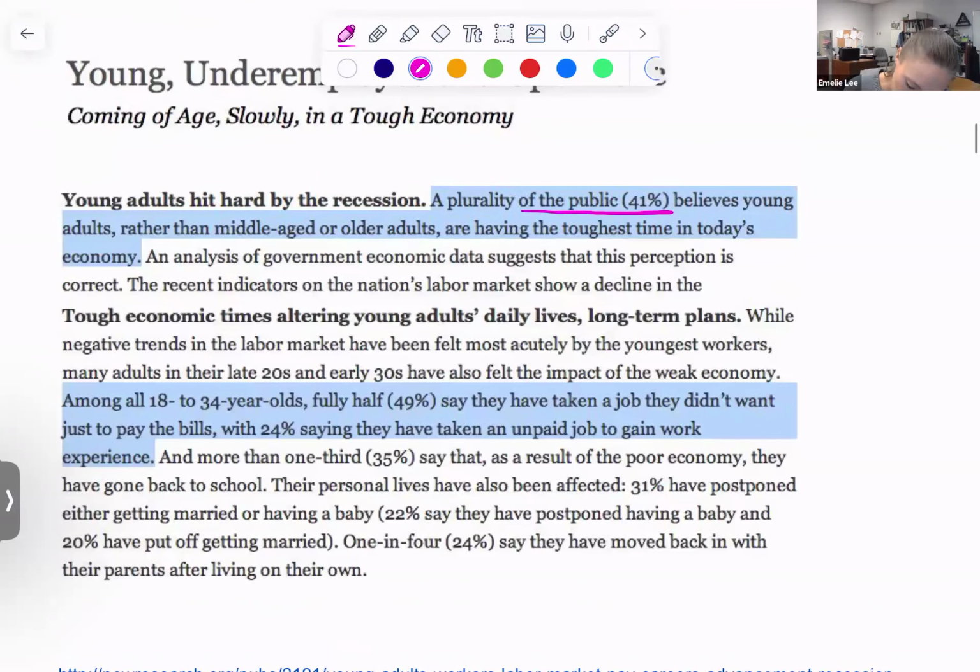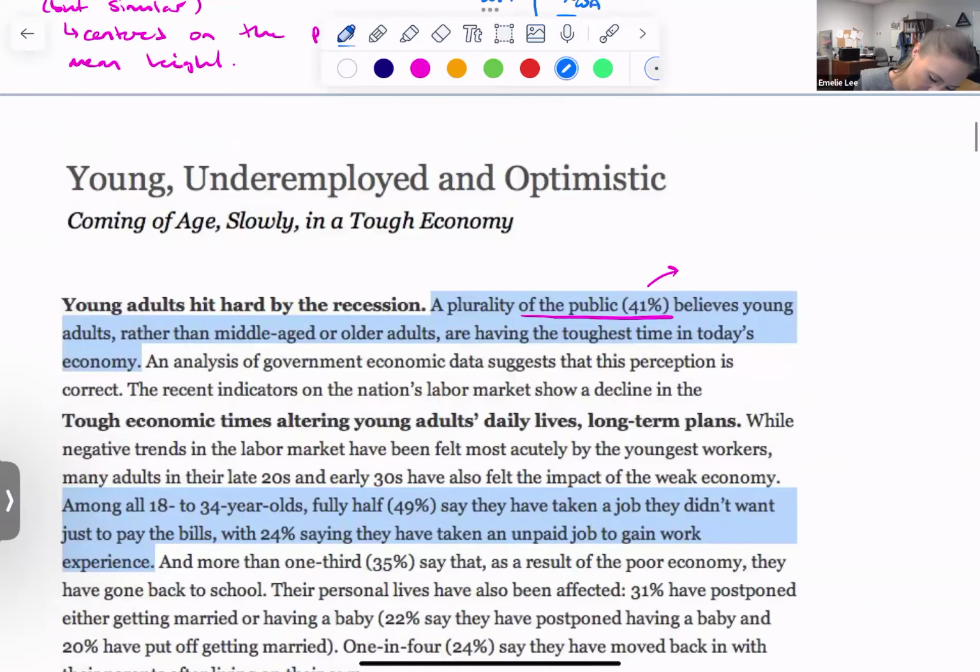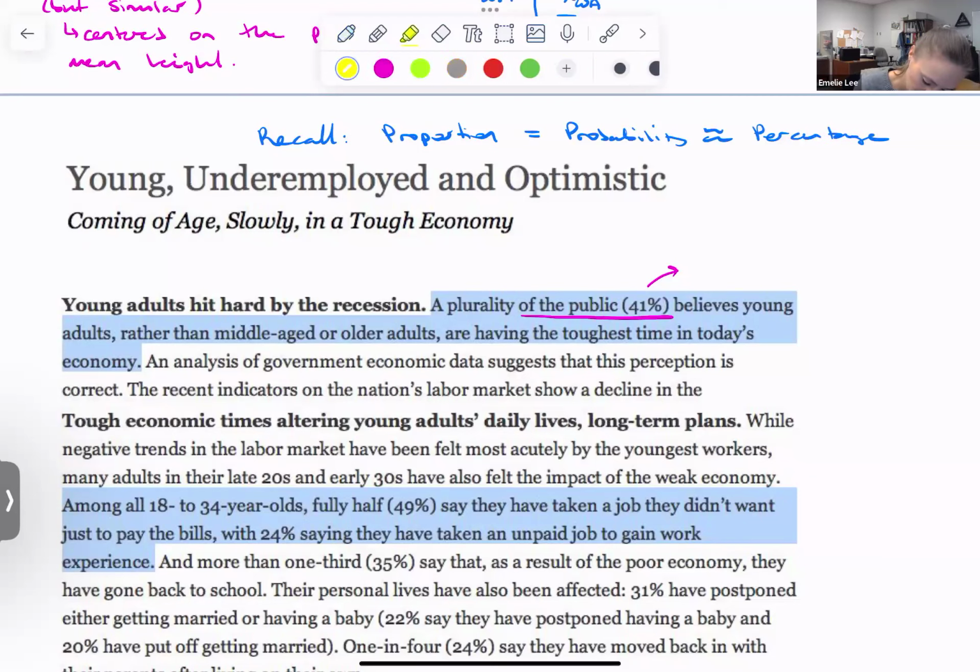Okay. And so what I'm going to do, right? So proportion, remember a proportion, maybe I'll write this down. Recall a proportion is a probability, which is roughly a percentage. Okay. Remember all these three P's are the same thing, right? So 41% as a proportion would have to be 0.41. And you're always going to use the proportion for your calculations.